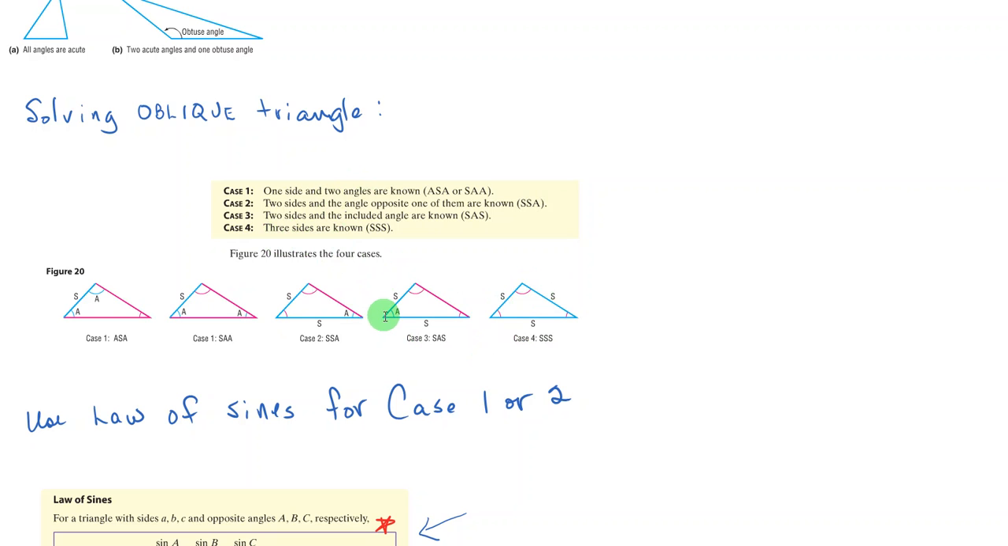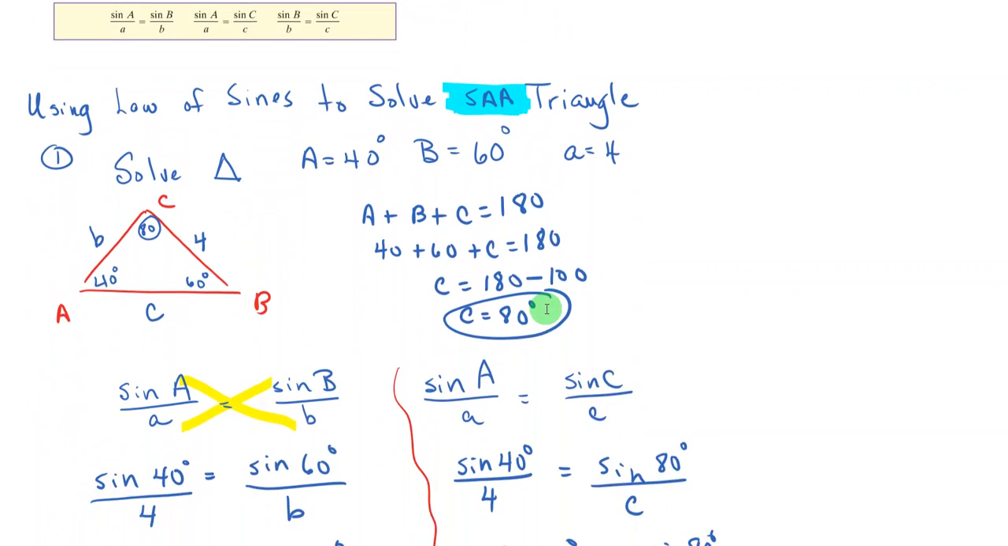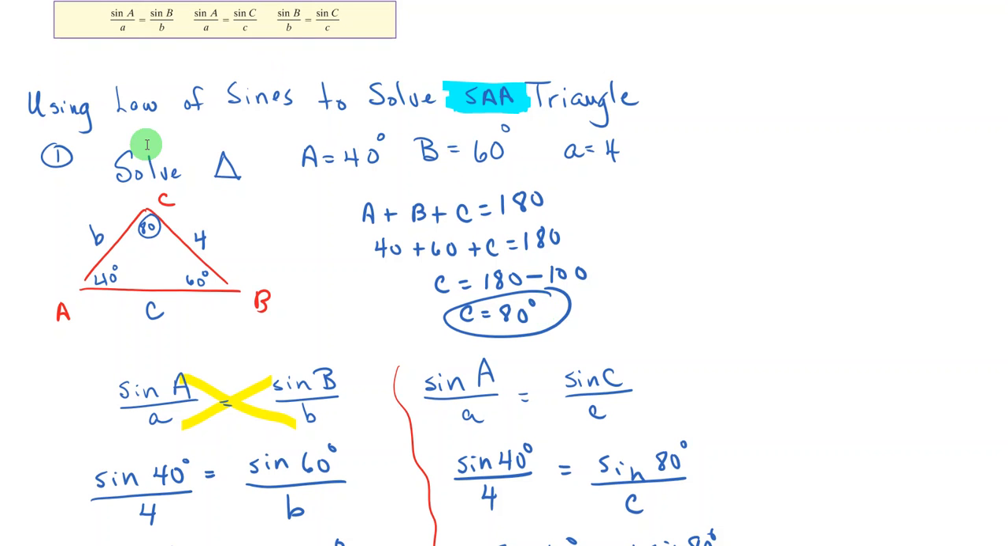And we can use what's called the law of sines to solve for case one and two. And so the law of sines looks like this. If you have three sides, little a, little b, little c, and the angles opposite, capital letters, then sine of A over a is equal to sine of B over b is equal to sine of C over c. And you would only be using two of those at a time, but you can use them in any combination. So let's see how that works in this example here.